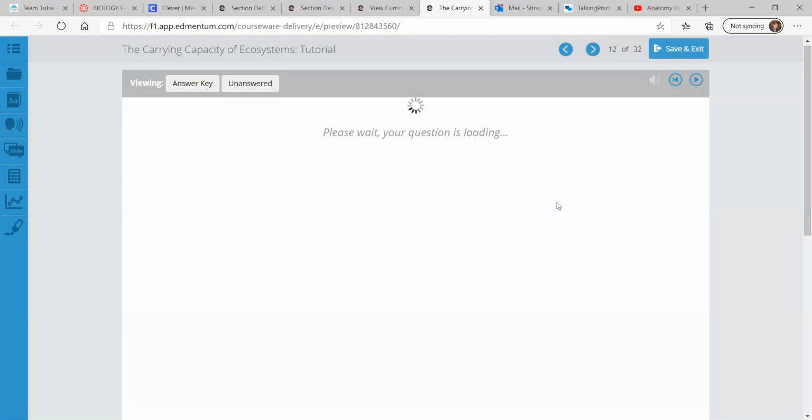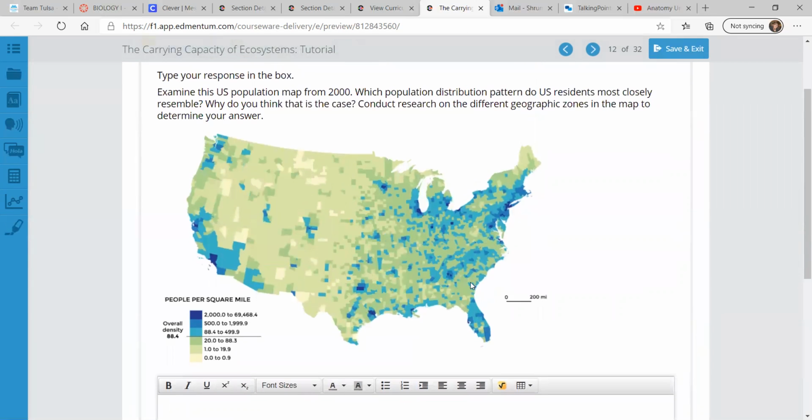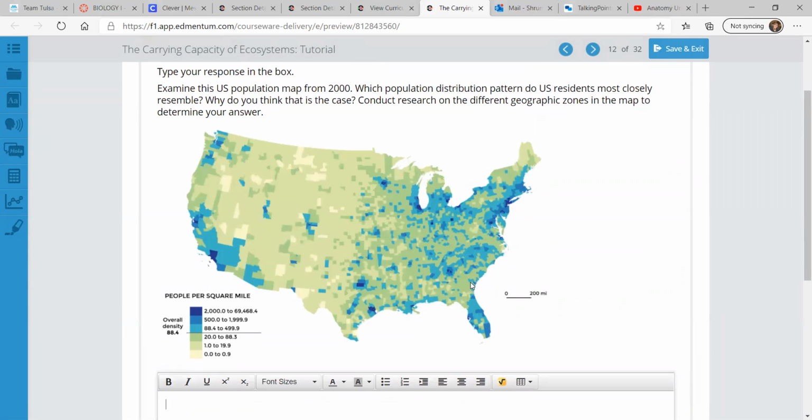All right. So, we have a sample answer. Given this map, this is the US population from 2000. Which population distribution pattern do US residents most closely resemble? Remember, uniform, is it the same across the area? Random, is it random? Or is it clustered? Do they form clumps of population distribution?